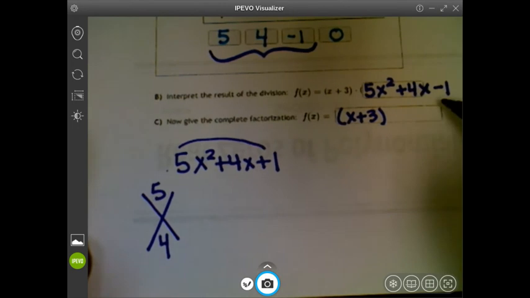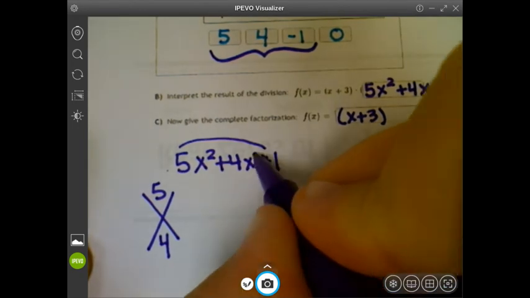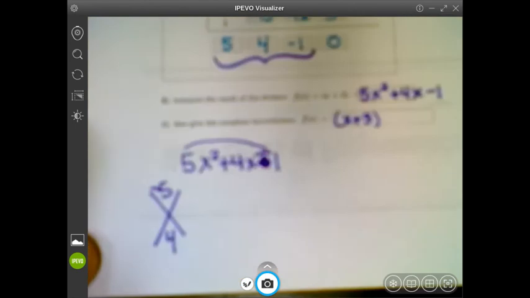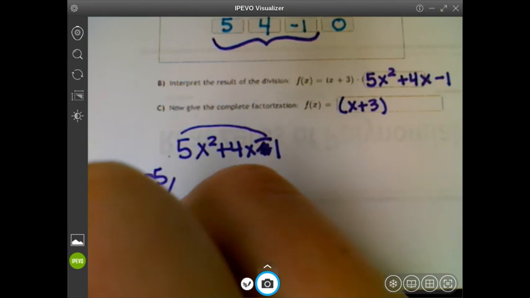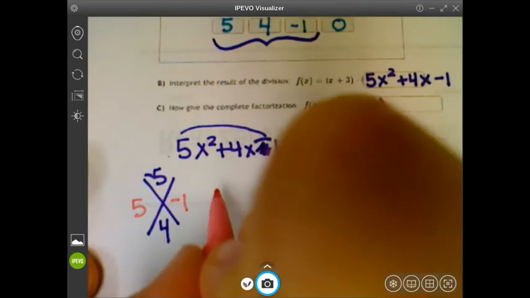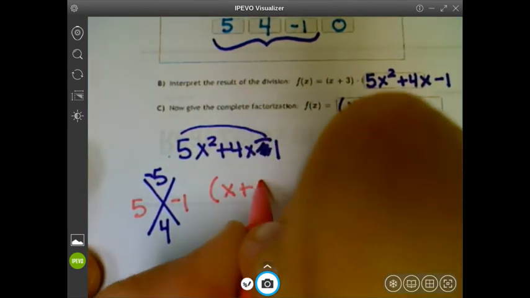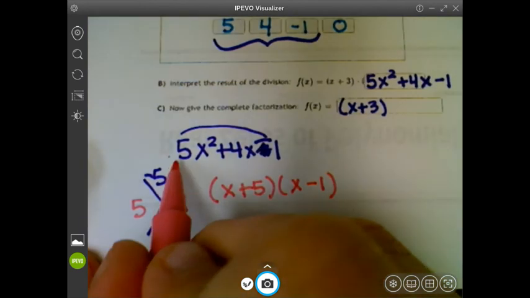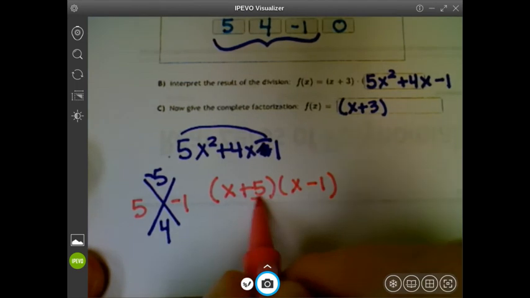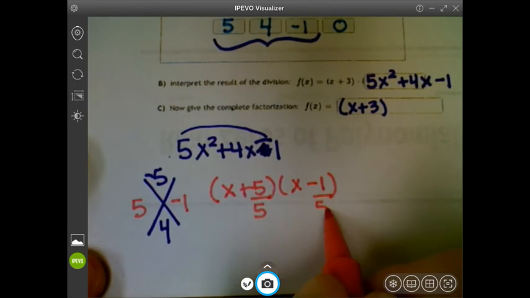I was like, wait, this isn't working. That's because it's a minus 1. My bad. That makes a huge difference. So they multiply to be negative 5, add up to be 4. Now that will work. That'll be a 5 and a negative 1. So x plus 5, x minus 1. And then for the factoring, because you multiply by 5 at the beginning, to include it, you have to divide both of these numbers by 5.